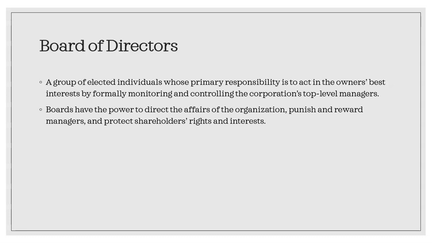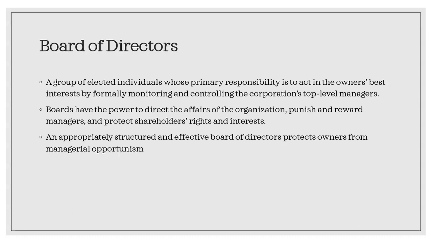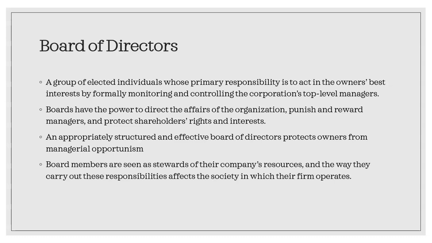The other mechanism we will look at is the board of directors. The board of directors is a group of individuals whose primary responsibility is to act in the owner's best interest by formally monitoring and controlling the corporation's top-level managers. Boards have the power to direct the affairs of the organization, punish and reward managers, and protect shareholders' rights and interests. Any appropriately structured and effective board of directors protects owners from managerial opportunism.